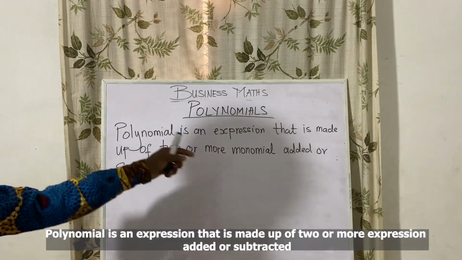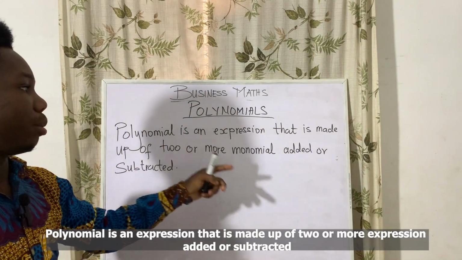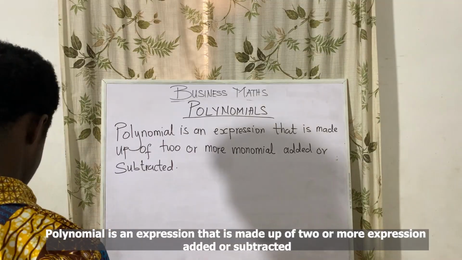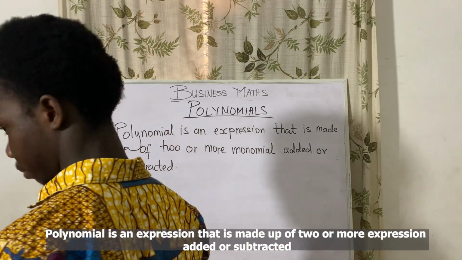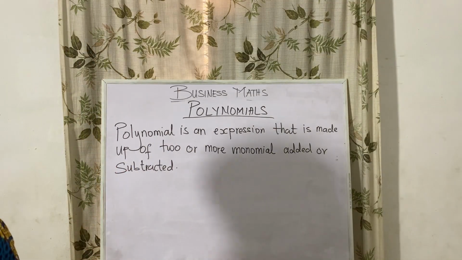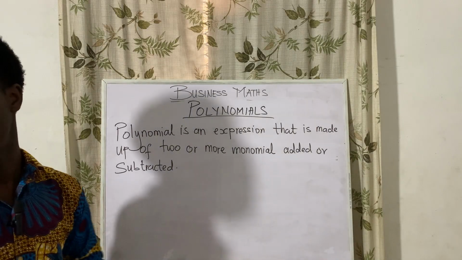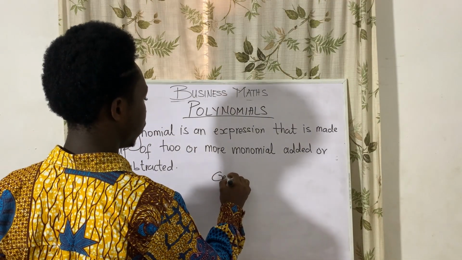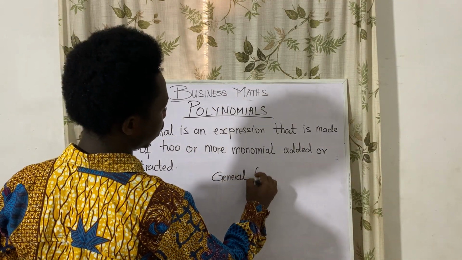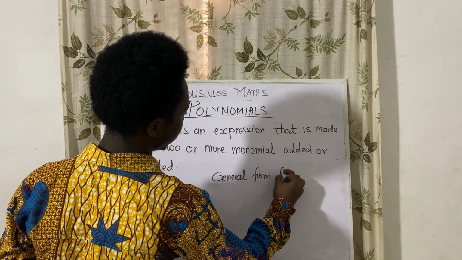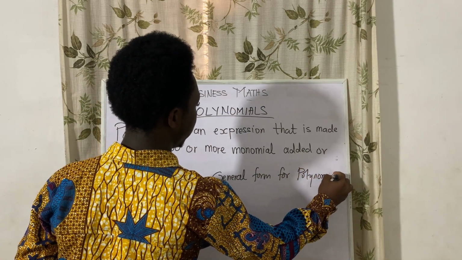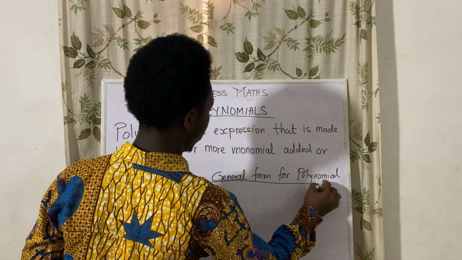So this is the definition of polynomial. It's an expression that is made up of two or more monomials added or subtracted. Now let's move on to the general form for polynomials. Per the definition we have here, this is the general form for polynomials.